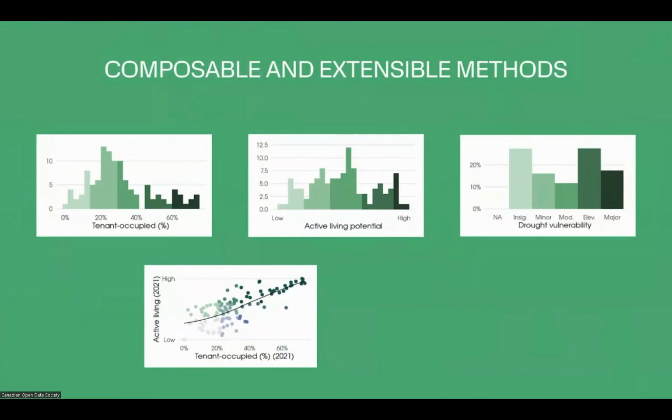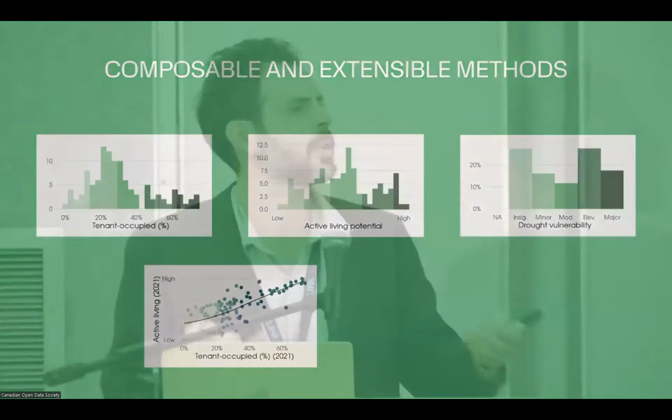So for example, if we want to compare two of these variables, we need rules for that too. So we've got tenant occupied, the percentage of households occupied by tenants, and we've got the potential for active living. And if we want to see the covariation between these two variables, well, we've got two continuous data sets, we make a scatter plot. And that's what we see here. We can see very clearly there's a pretty strong positive correlation between the number of tenants in a neighborhood and the potential for active living, which makes sense if you think about the type of built environment where we're more likely to see apartments as opposed to single-family homes, right?